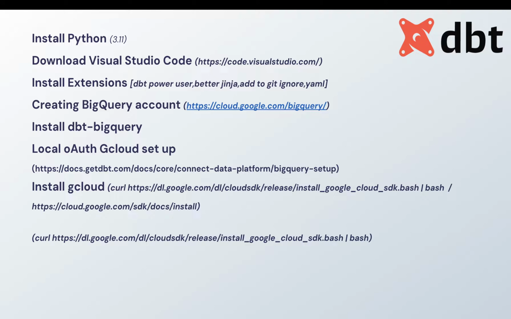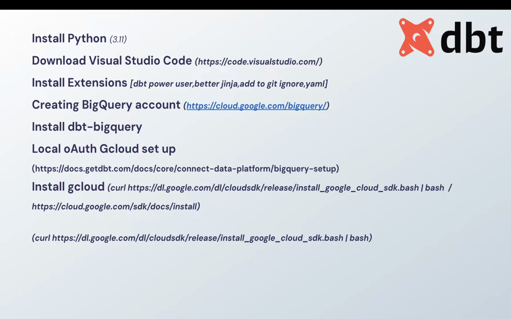So when I talk about a DBT project, we need a couple of installations. The very first thing is we need to make sure that we have Python installed in our system. In my system, I already have Python 3.11. So you can also install Python on your system.